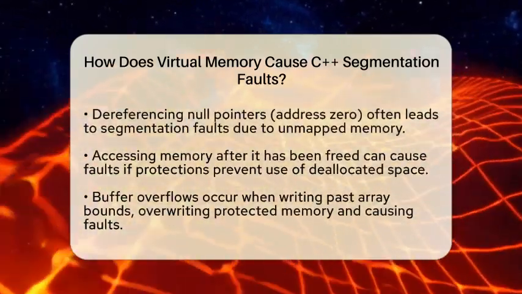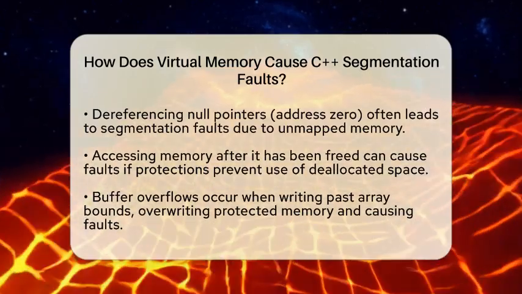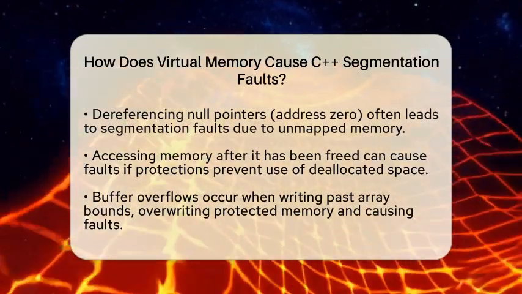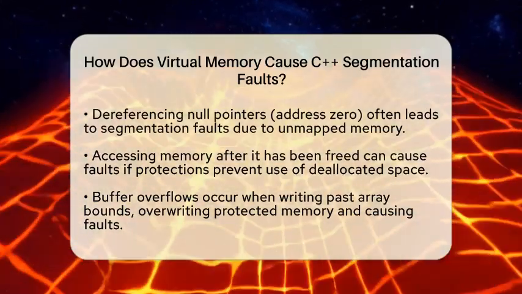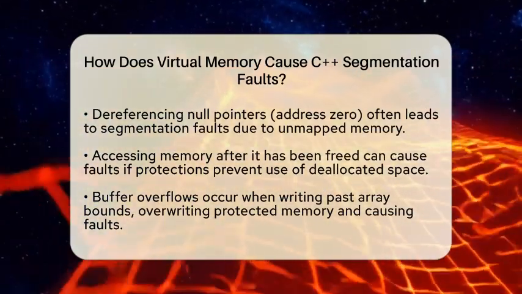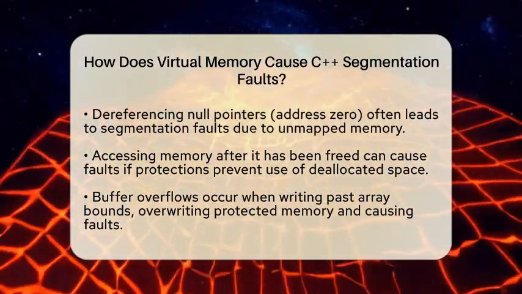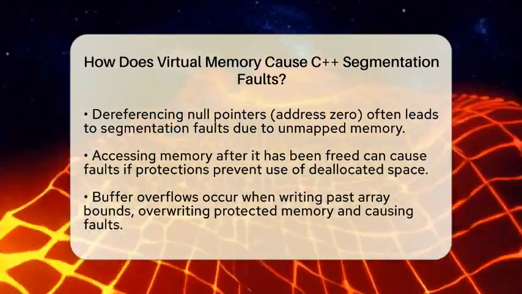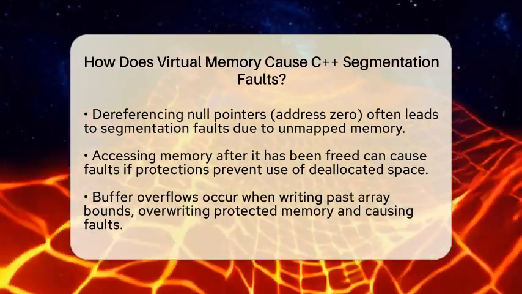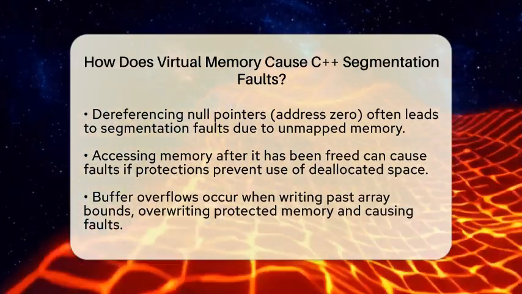Now, if your program tries to access a virtual address that isn't mapped to any physical memory, the hardware raises a fault. This is a signal that your program is trying to do something it shouldn't. For example, dereferencing a null pointer points to address 0, which is usually unmapped. Trying to read or write there causes an immediate segmentation fault.